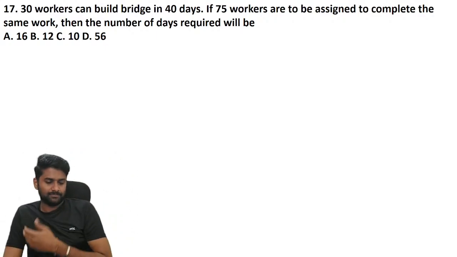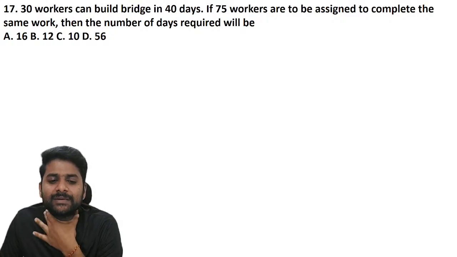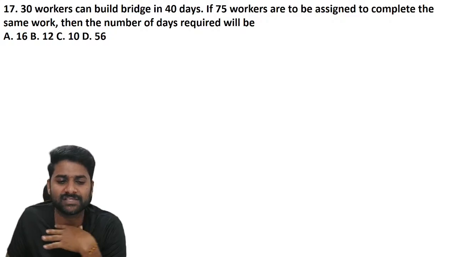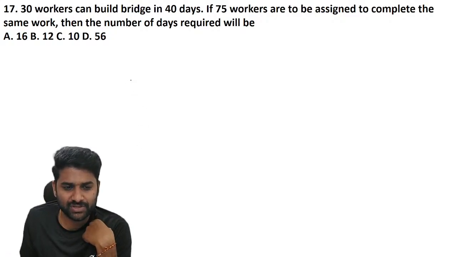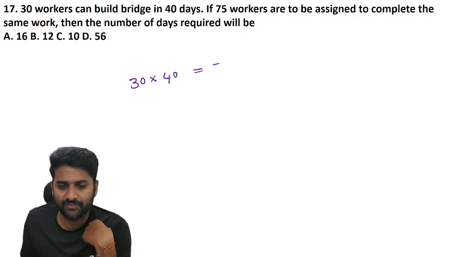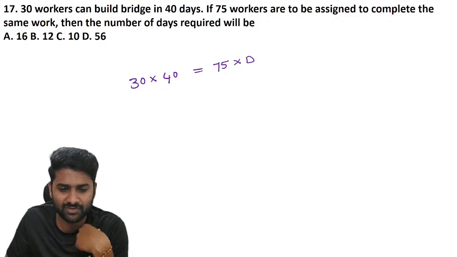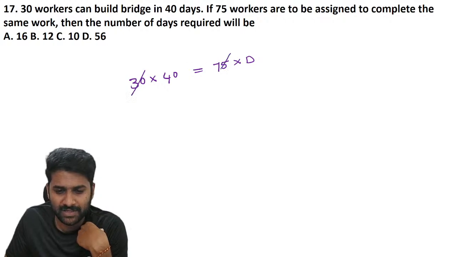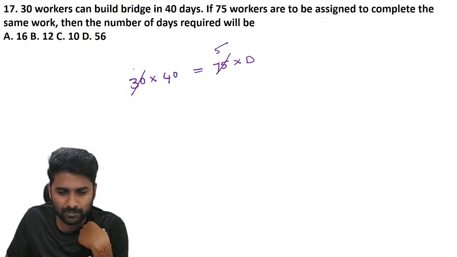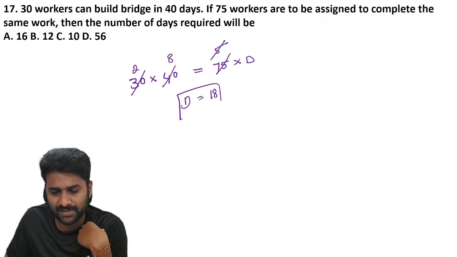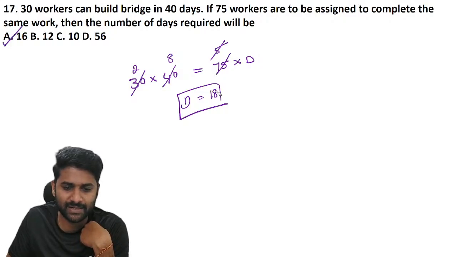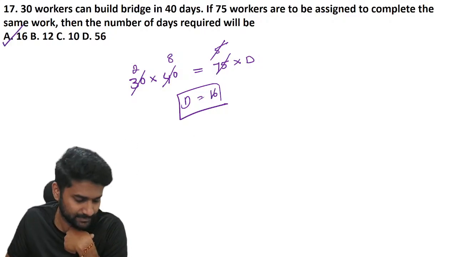Now see this question here. 30 workers can build a bridge in 40 days. If 75 workers are assigned to complete the same work, what is the number of days required? See, what is the initial project duration? 30 workers build the bridge in 40 days. Now the same work we are assigning to 75. So how many days does it take? They're talking about the same work, right? Now, further multiplication: 15 five times, 15 two times. 5 exactly 8 times. So if 75 persons are assigned, then the whole work is completed in 16 days.